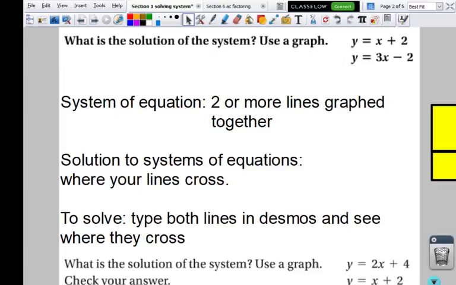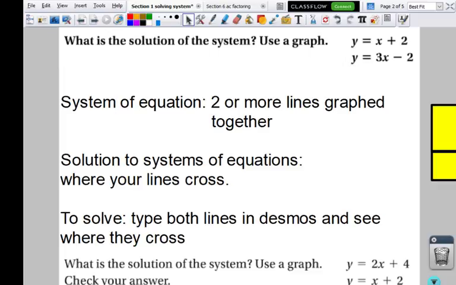So, I graphed my first line here, y equals x plus 2. I just typed it straight into Desmos, just like I saw it. And then my second line is y equals 3x minus 2. So I'm going to go back in here into Desmos and go y equals 3x minus 2. And Desmos is really nice because my solution is where these lines cross. Desmos is nice because it actually just straight up tells you where they cross.